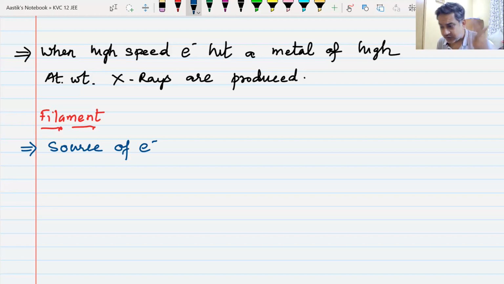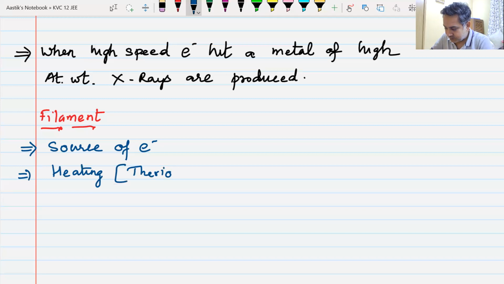How are the electrons produced? How does it give electrons? By heating. We call it thermionic emission. So it emits electrons by thermionic emission.